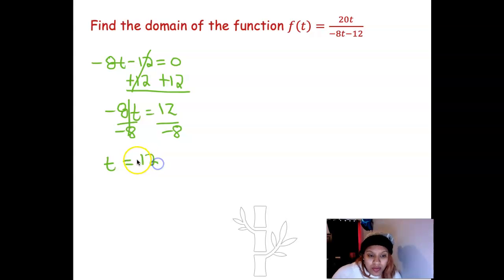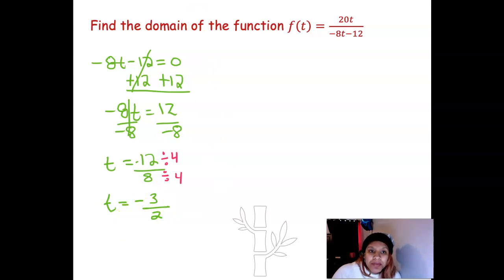This is negative 12 over 8. We're going to go ahead and divide top and bottom by 4. So now I have t equals negative 3 over 2. That doesn't reduce any more.